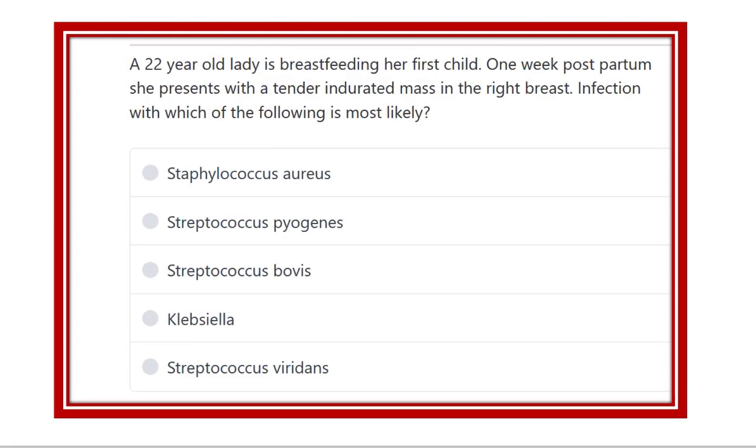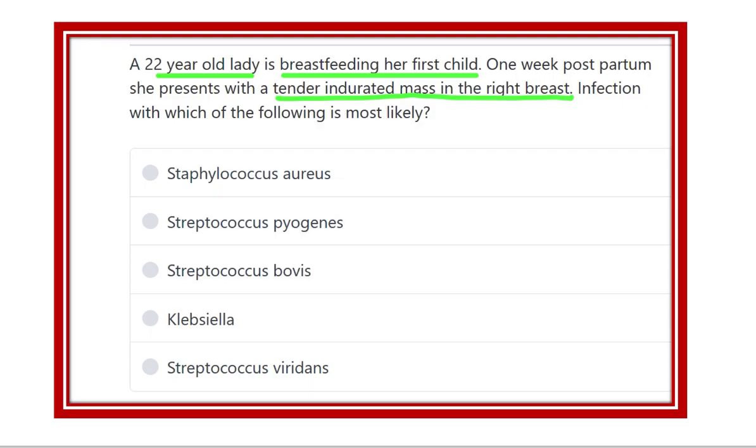A 22-year-old lady is breastfeeding her first child, 1 week postpartum. She presents with a tender indurated mass in the right breast. Infection with which of the following is most likely?